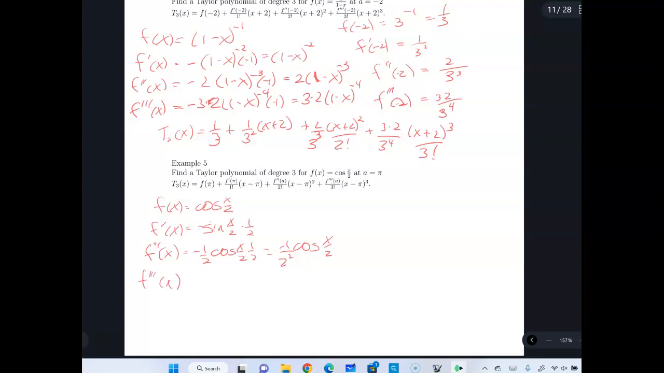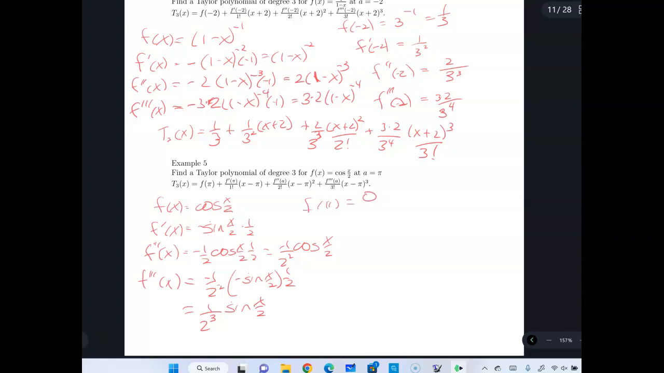Then I take the derivative again, and so last one, right, negative 1 over 2 squared, and this would give me a negative sine of x over 2 times a 1/2. So that would all give me 1 over 2 cubed sine of x over 2. Okay, so now I'm going to go plug in pi.